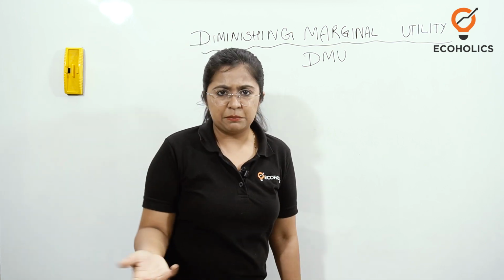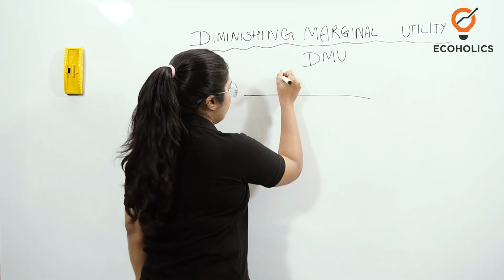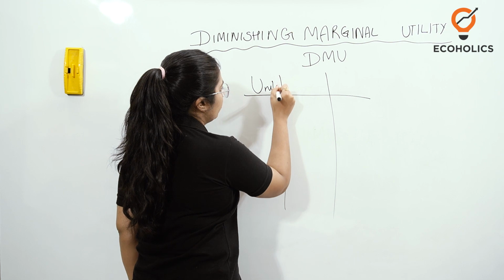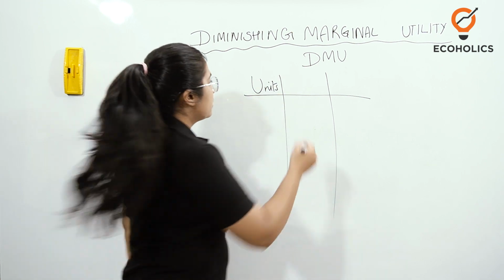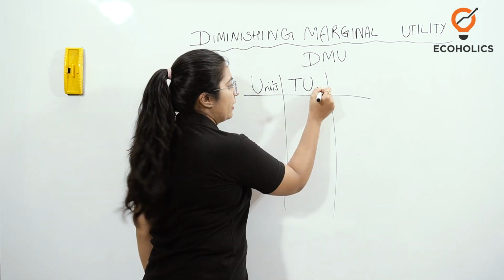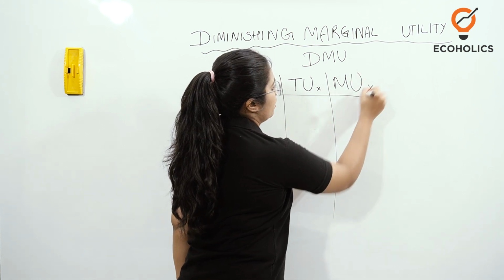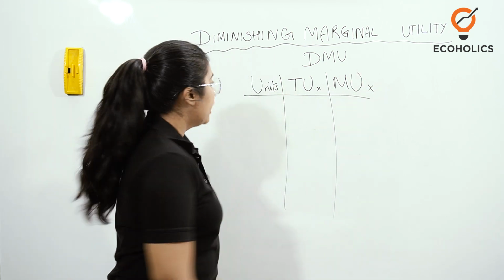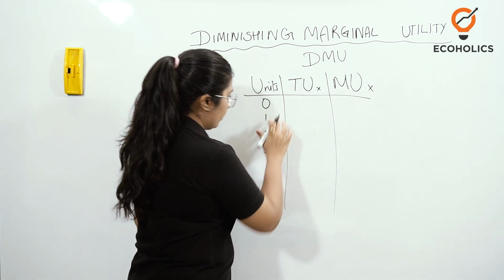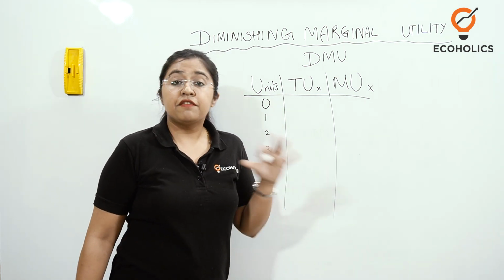A schedule is like a table, a hypothetical table. For example, if we have 3 columns in this table, the first column is units, the second column is your total utility, I'll write TU, of a certain commodity X, so TUX, and then the marginal utility, MUX. Now if you have 0, 1, 2, 3, 4, 5, let's say you have 5 units.